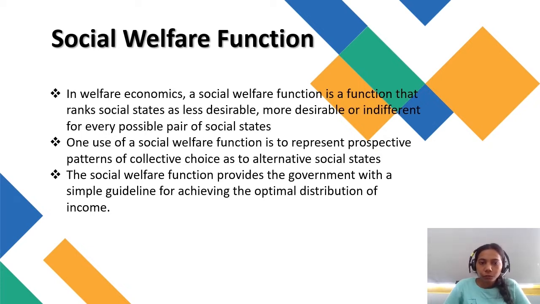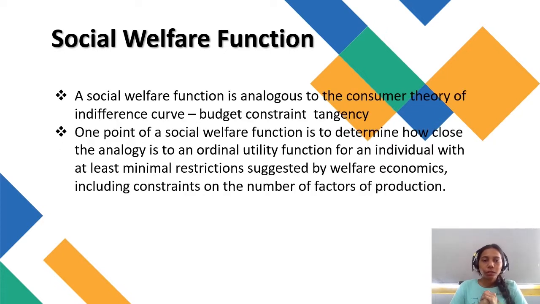So first we'll talk about the social welfare function. In welfare economics, the social welfare function can be defined as a function that ranks social states as less desirable, more desirable, or indifferent for every possible pair of social states. One use of the social welfare function is to represent prospective patterns of collective choice as to alternative social states, and it basically provides the government or the central authority with a simple guideline for achieving the optimal distribution of income.